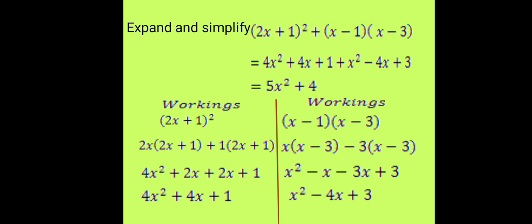Expand and simplify. Now to expand, we have the first part. Look at how I've expanded, and also we have the last part. Look at how I've expanded. After expanding, we just collect the like terms and add. We remain with 5x squared plus 4.